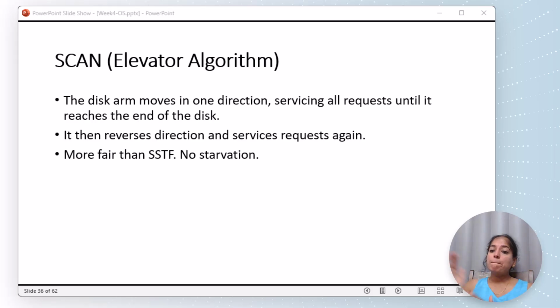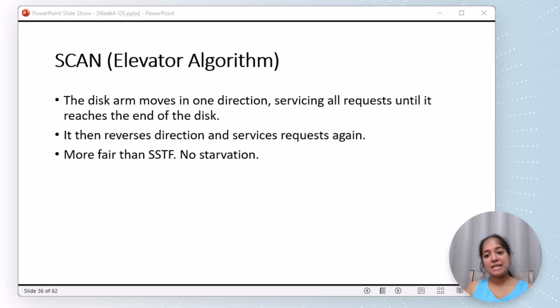Then the next algorithm is the SCAN algorithm, which is also known as the elevator algorithm. It moves back and forth serving along the way. So it is one of the fairer algorithms. The disk arm moves in one direction. It's something like an elevator, like it first goes in the upward direction, serving all the floors, then it goes towards the downward direction, again serving all the floors, then upward, then downward.